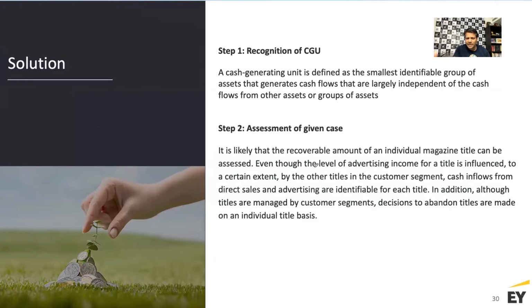In this given case, it is likely that the recoverable amount can be assessed at each title, because they discontinue at the level of each title. They don't discontinue a customer segment in its entirety, right? If one title is now bad or not able to generate enough advertising streams, they replace it with another title within that customer segment. So the recoverable amount of an individual magazine title can be assessed, even though the level of advertising income for a title is influenced to a certain extent by the other titles in the customer segment. Cash inflows from direct sales and advertising are identifiable, and hence that becomes a cash generating unit.